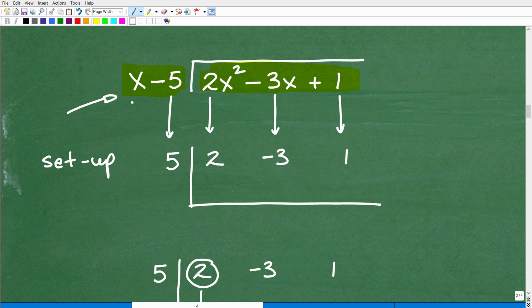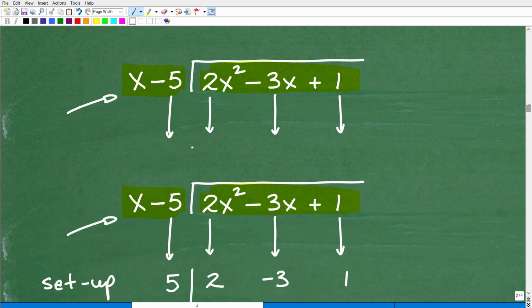I'm paraphrasing or just using loose language here so you can understand. This is when we can use this particular little shortcut. If I had an x squared or a larger polynomial, I could not use this little shortcut called synthetic division. So let's go ahead and divide this polynomial by this polynomial.